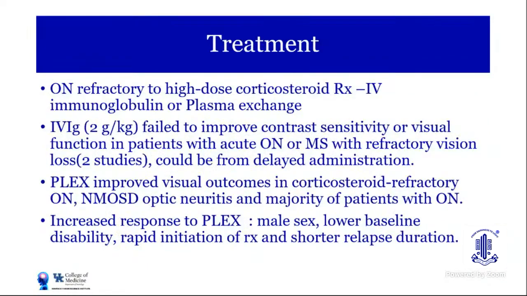So what happens when you have optic neuritis refractory to steroids? Then you go for IV immunoglobulin or plasma exchange. Now, IVIG did not improve visual outcome according to some studies, but plasma exchange can improve visual outcome in corticosteroid refractory optic neuritis or optic neuritis associated with NMO, with increased response seen in male sex, those with lower baseline disability, and where there's a rapid initiation of treatment.